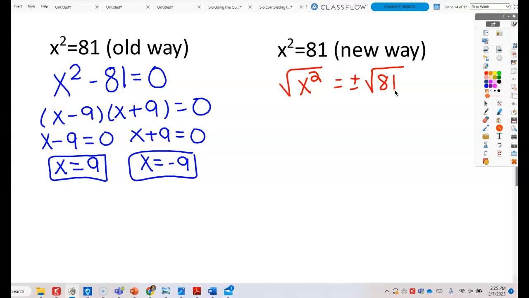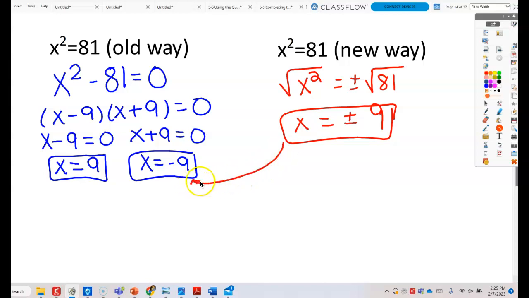So then I get, okay, the square root and the square cancel. I get x equals plus or minus the square root of 81. 81 is a perfect square. You can always check it on your calculator. If you type square root 81, you're going to get 9. So you get x equals plus or minus 9. The same way I got x equals plus or minus 9 the old way.